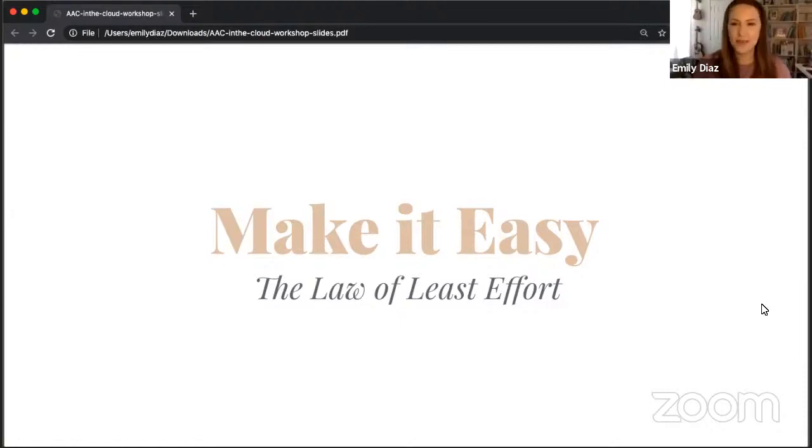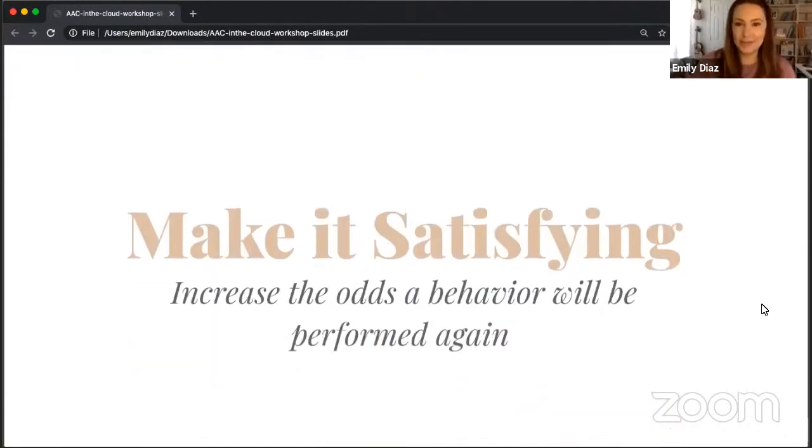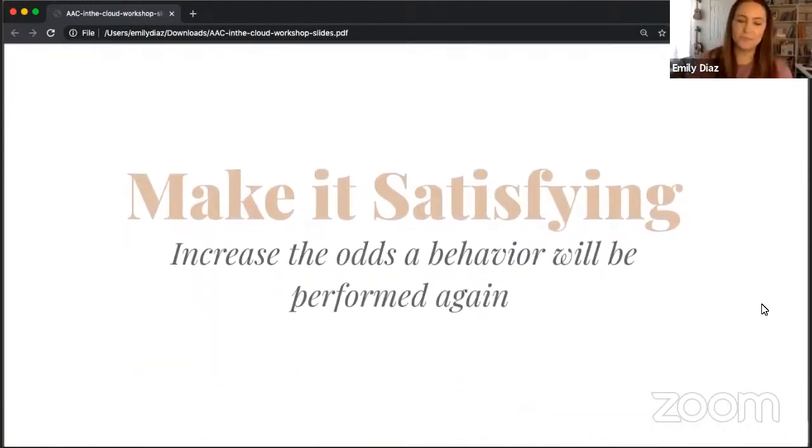But I promise if you make it easy, it'll lead to this last one, which is that you need to make it satisfying. When we do something satisfying, it increases the odds that that behavior will be performed again. You can attribute this to food if you want. If you go to a restaurant and you have a drink or a meal that is so satisfying and so good, you're probably going to go back to that restaurant again. You might even order that same dish or that same drink. You're performing that habit again.